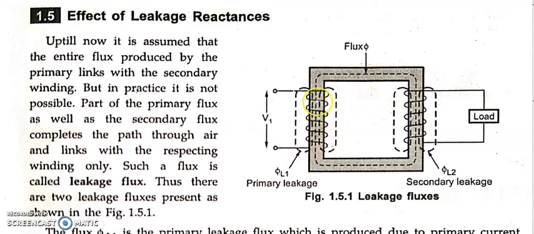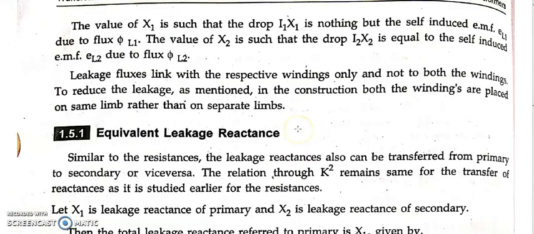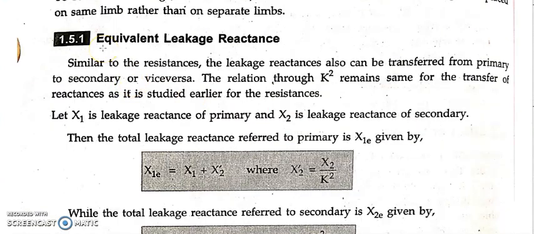Yes, we can reduce this by winding the primary as well as the secondary on the same limb, the central limb, if I use a shell transformer. In that case, leakage flux will be less. In a core type transformer, leakage flux is more. But in a shell transformer, we wind the primary and secondary windings on the same limb, so leakage flux will be less, and the losses will also be less. Hope this is clear. Now we'll see equivalent leakage reactance.